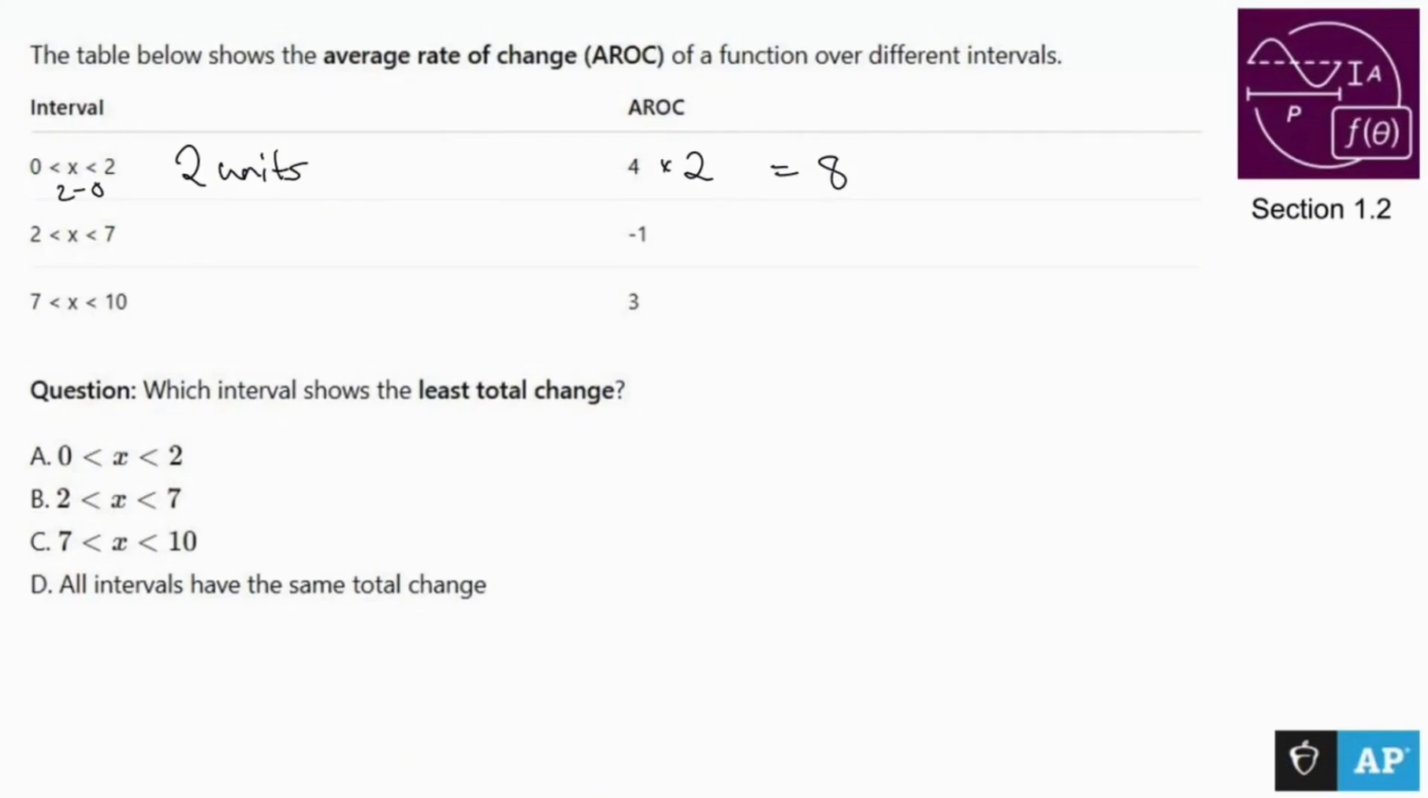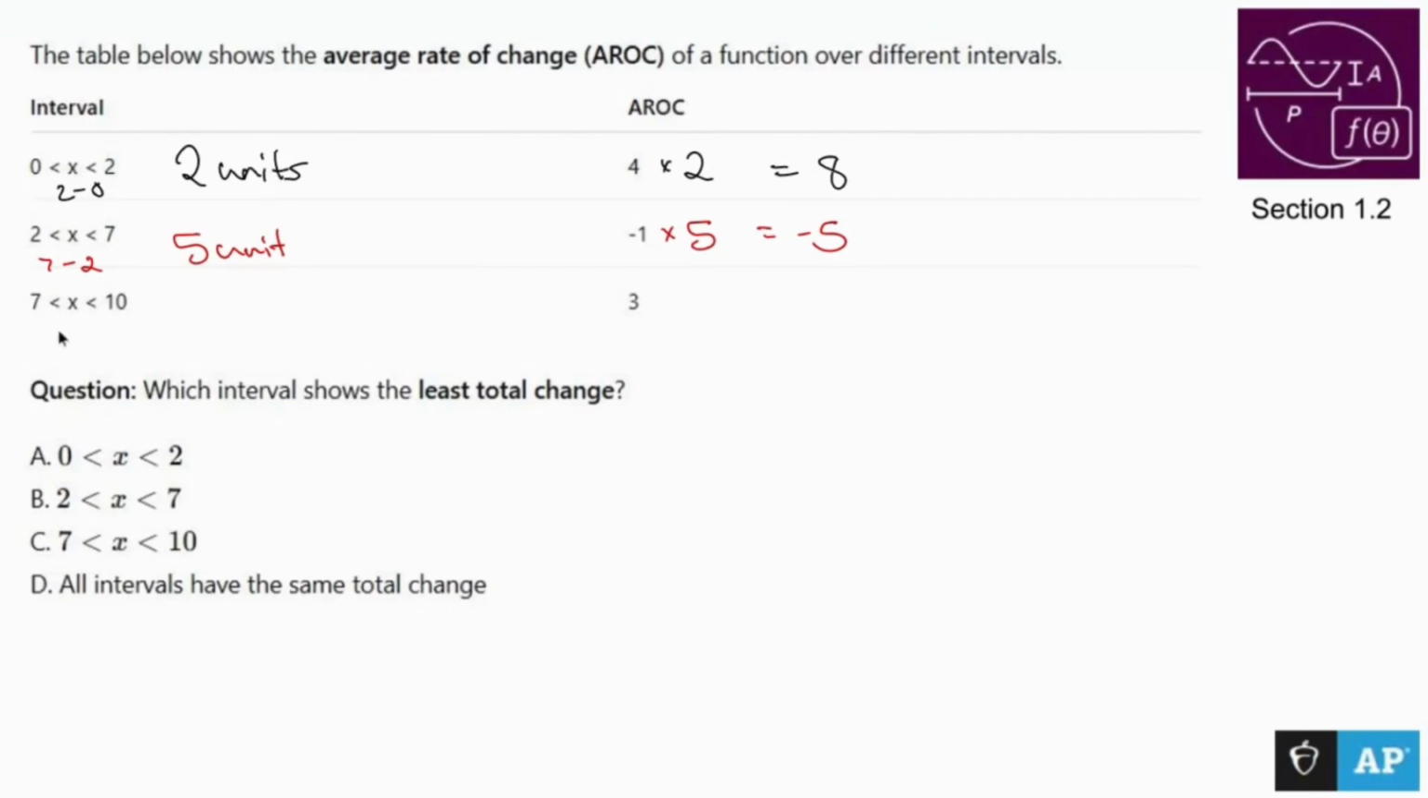Now the next option, between 2 and 7, is a change of 5 units. The average rate of change per unit is -1, so -1 times 5 is -5. That's my answer for this one.